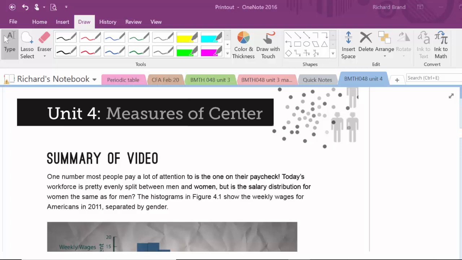Unit 4, BMATH 048. In Unit 4, measures of center, we're going to study two ways that we can talk about this. One is the mean, and the other is the median. Now, in the unit, there is a video that you need to watch before you start the unit. This video is located in the Moodle course. It's about 9 minutes long, and it really pulls it together for you. You need to be watching this video for each unit that we do.